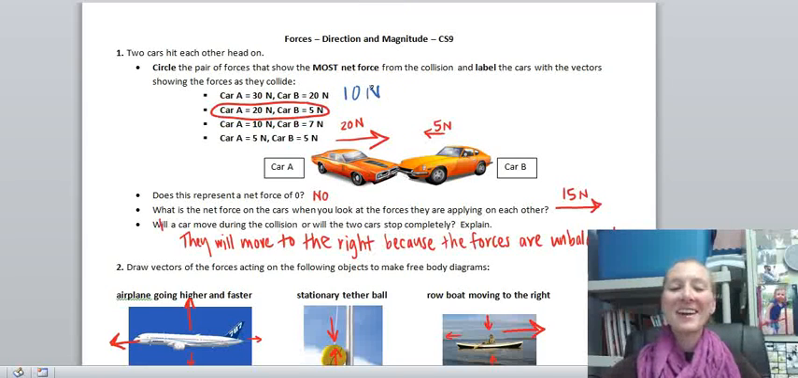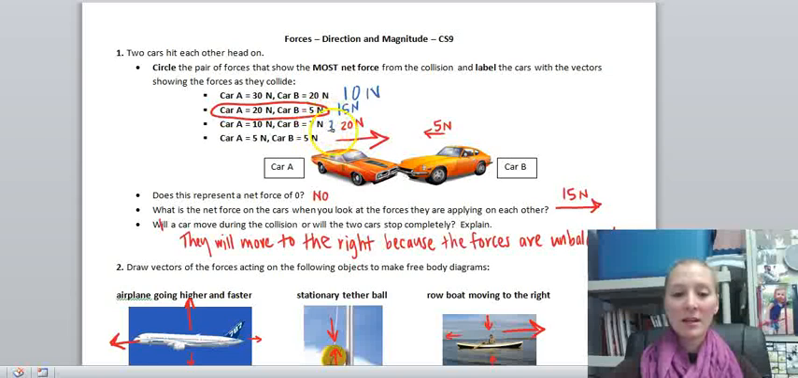Okay, so the next one down, car A is 20 newtons and car B has 5 newtons, so that leaves us with 15 newtons of net force. The next one down, car A has 10, car B has 7. That means we have 3 newtons. And then the last one, car B has 5 and car A has 5, both together. That means there is a net force of 0 newtons.